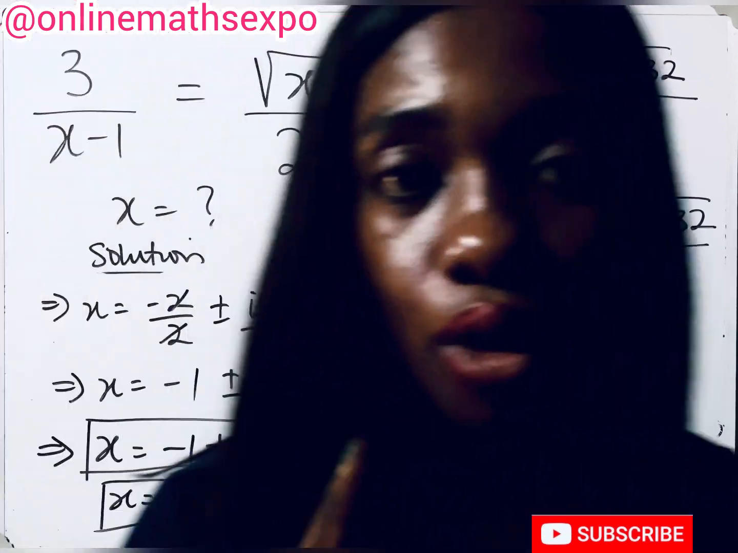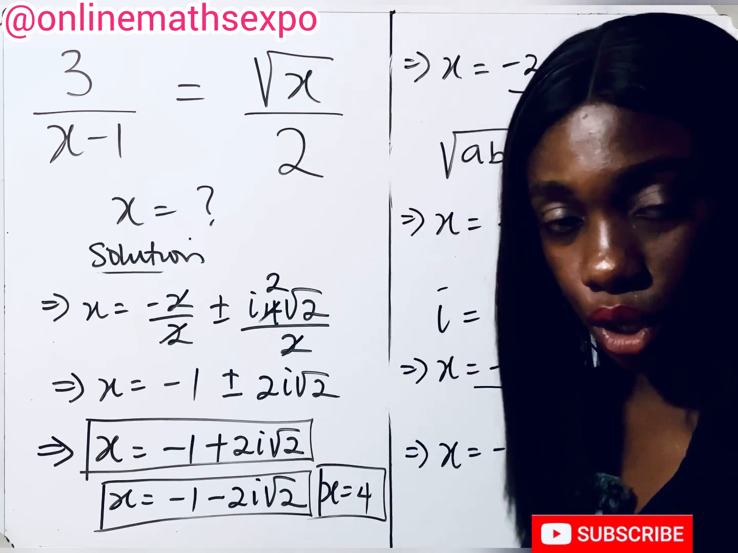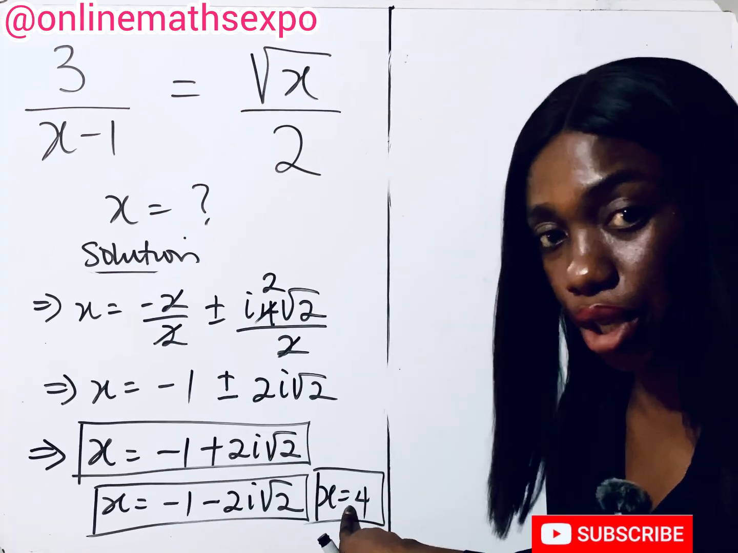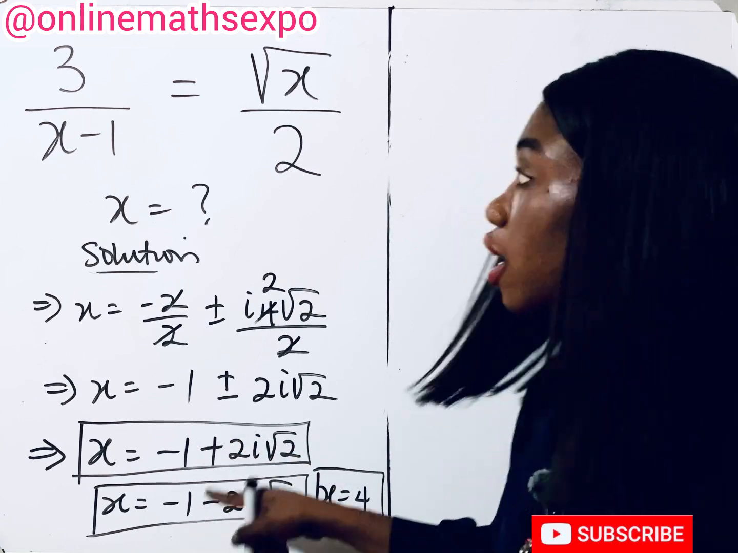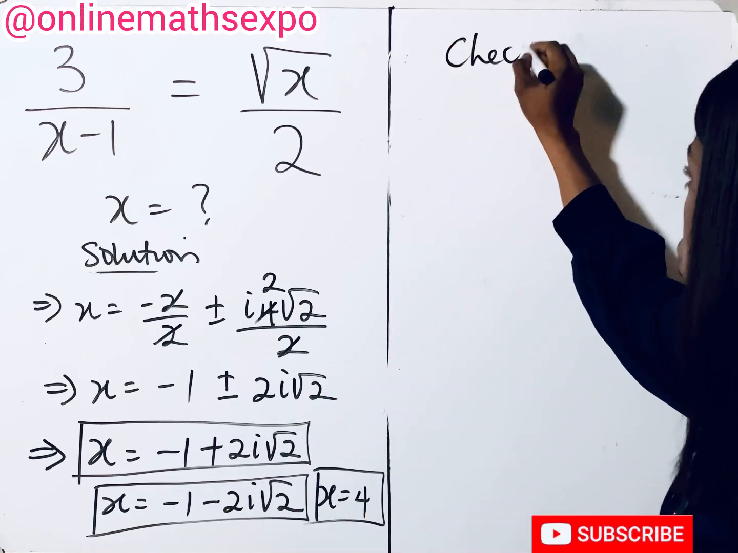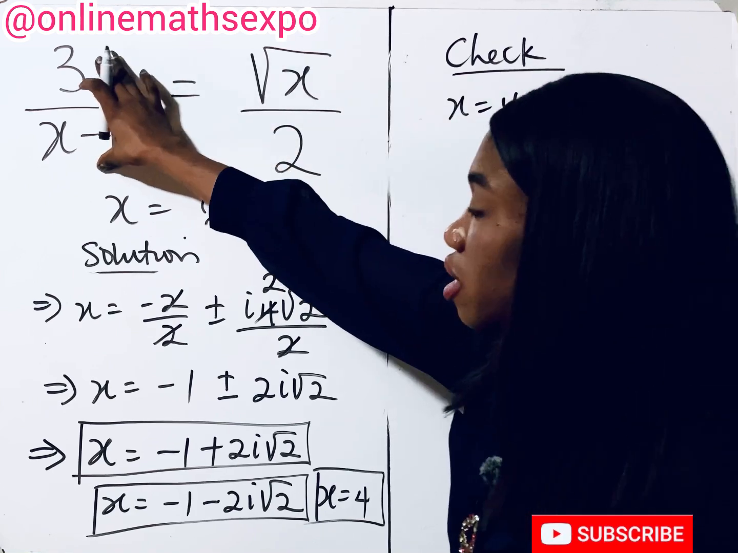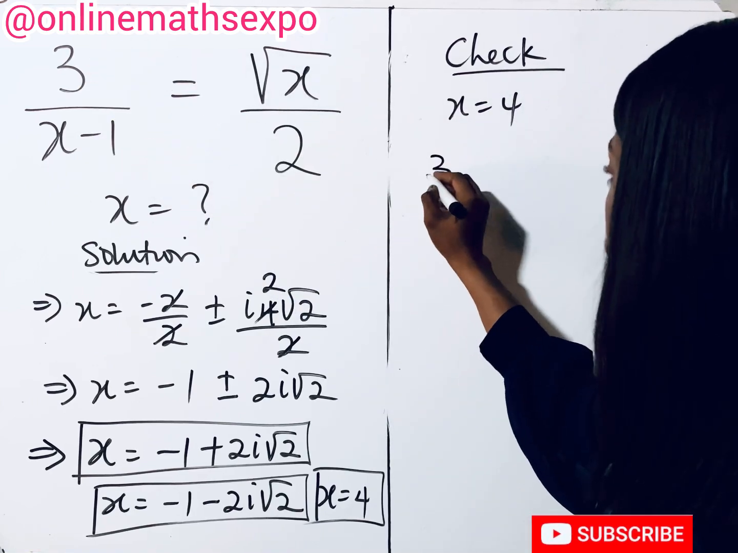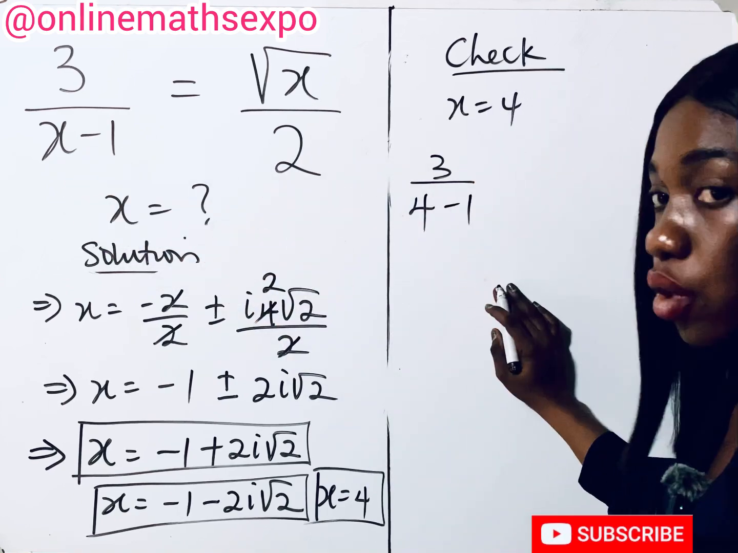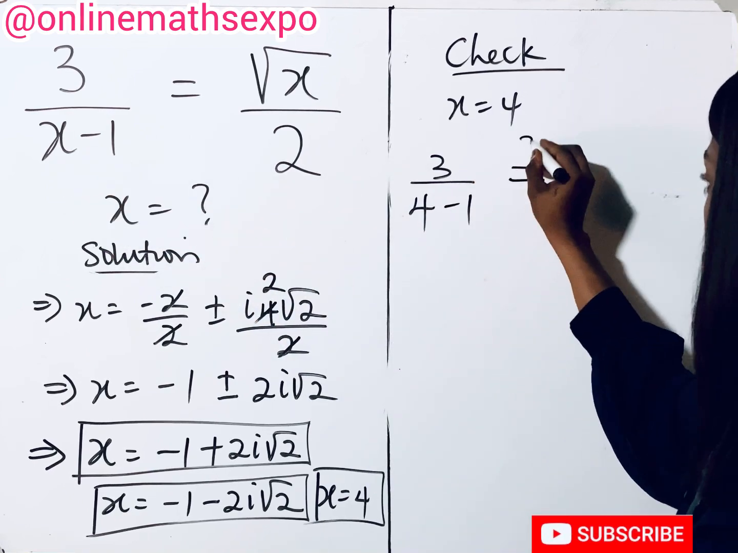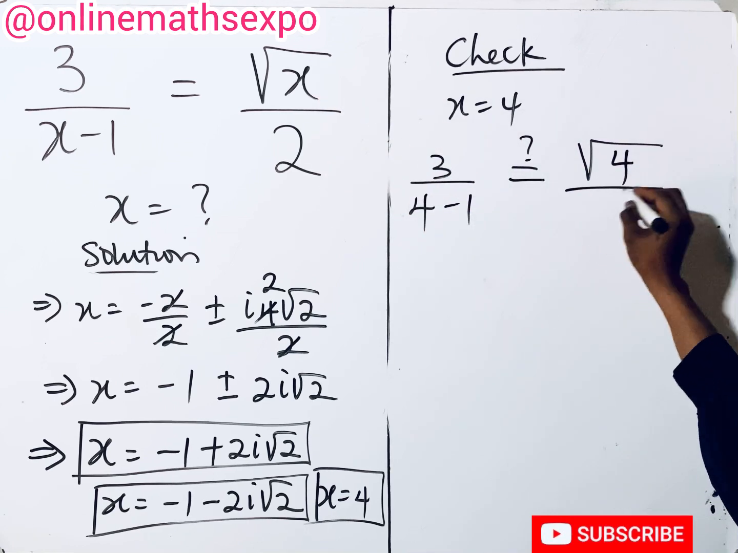So let's check this solution to know if it will satisfy the equation. We are going to check only the real one. Remember, this is the real and these two are complex. So let's check for when x is 4. When x is 4, let's put it here. We're going to have 3 to the power of 4 minus 1. Let's see if it will be equal to the square root of x, which is 4, to the power of 2.